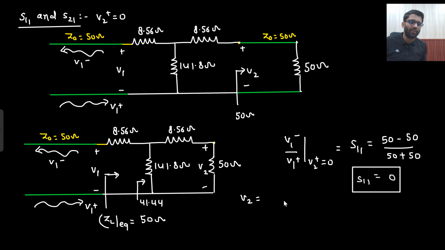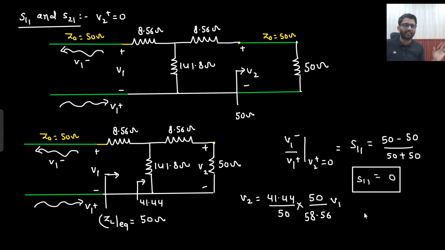So what will you write? V2 is equal to 41.44 divided by 50. So here you will get the potential. Now this potential will be divided between 50 and 8.56. So into 50 divided by, sorry, divided by 50 upon 58.56, into V1. So that will be the relation between V1 and V2.